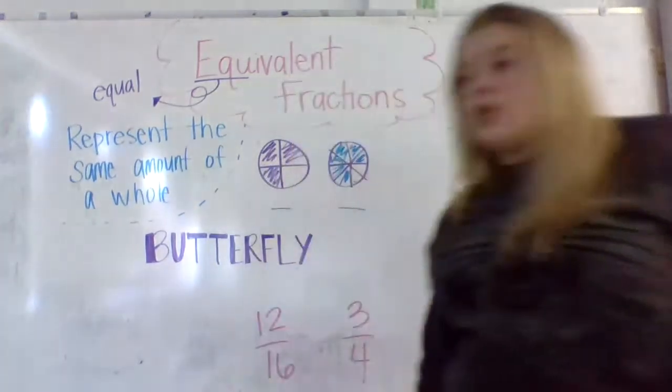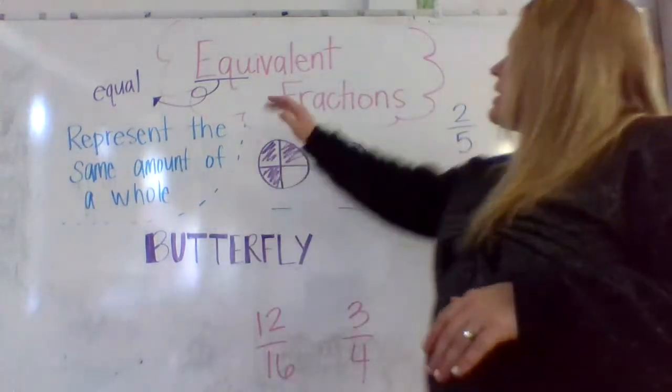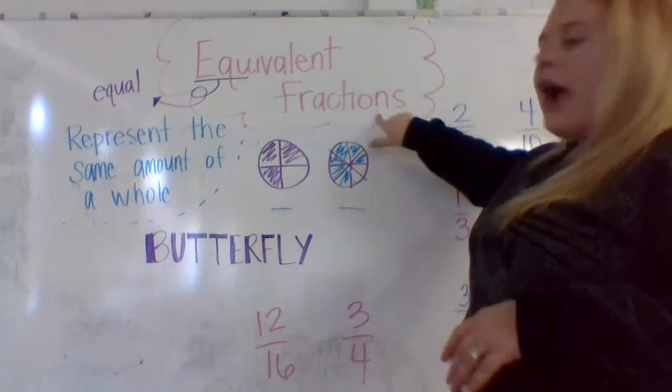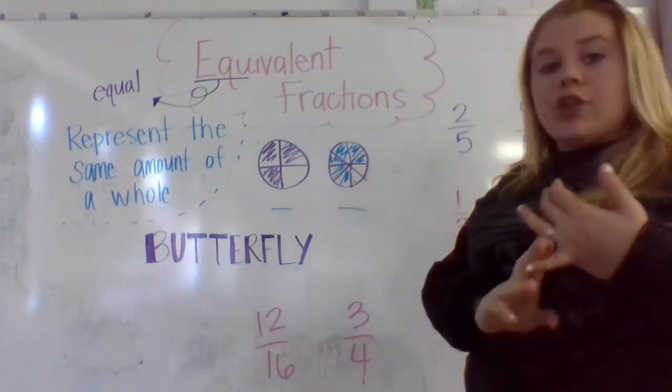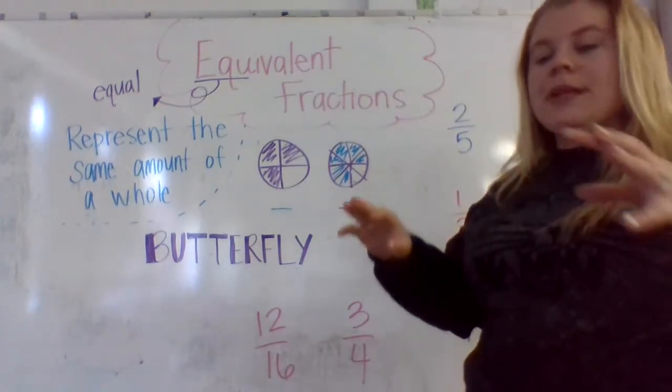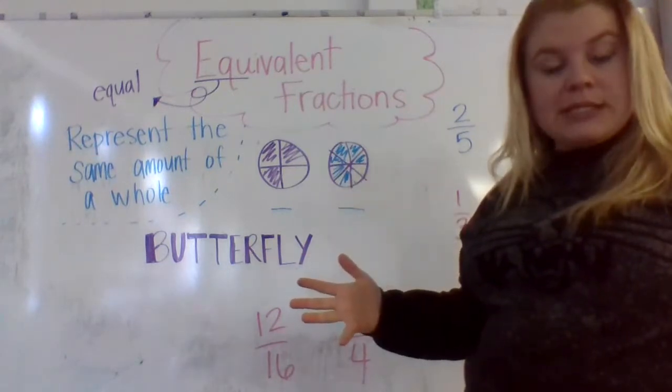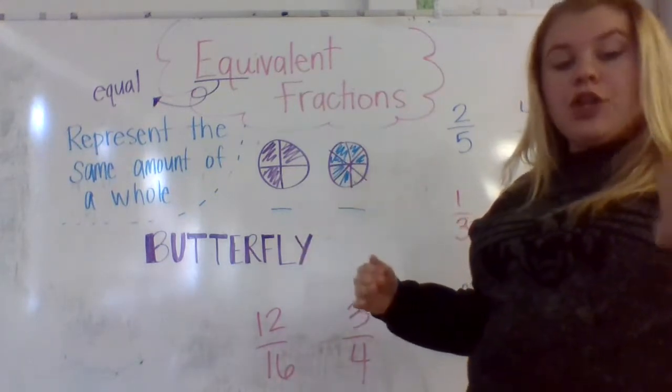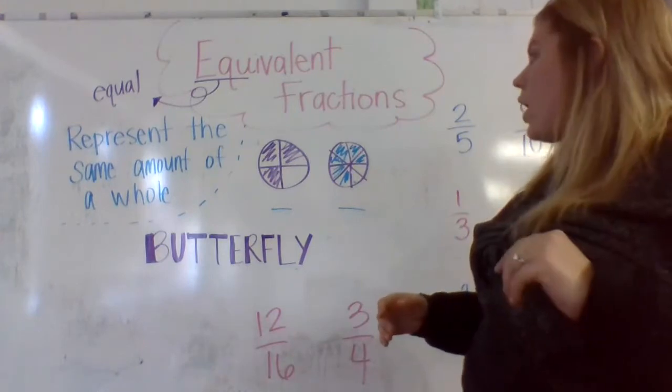Today we are going to look at equivalent fractions. So we know that fractions are pieces of wholes. We know that they have a numerator and a denominator. Our denominator tells us how many total pieces there are in a whole. The numerator tells us how many we have to work with.